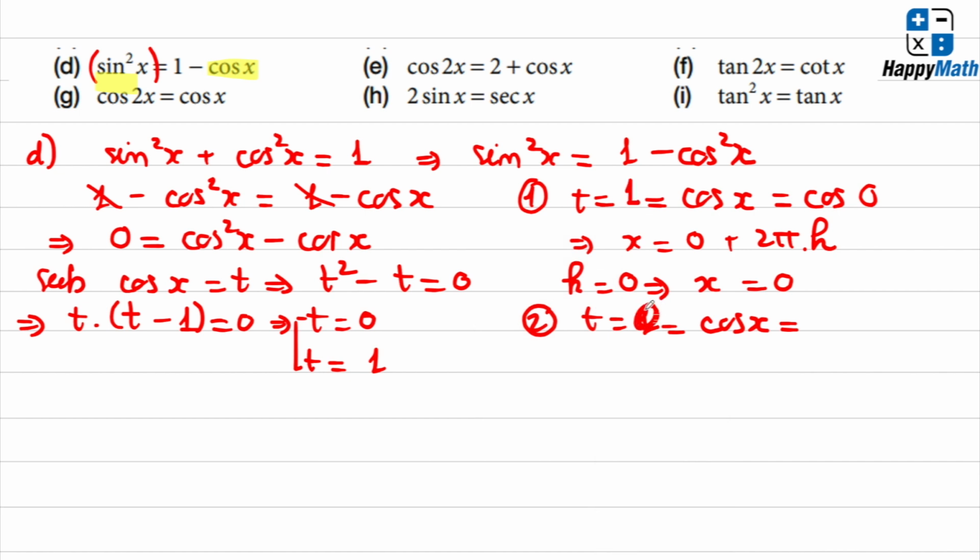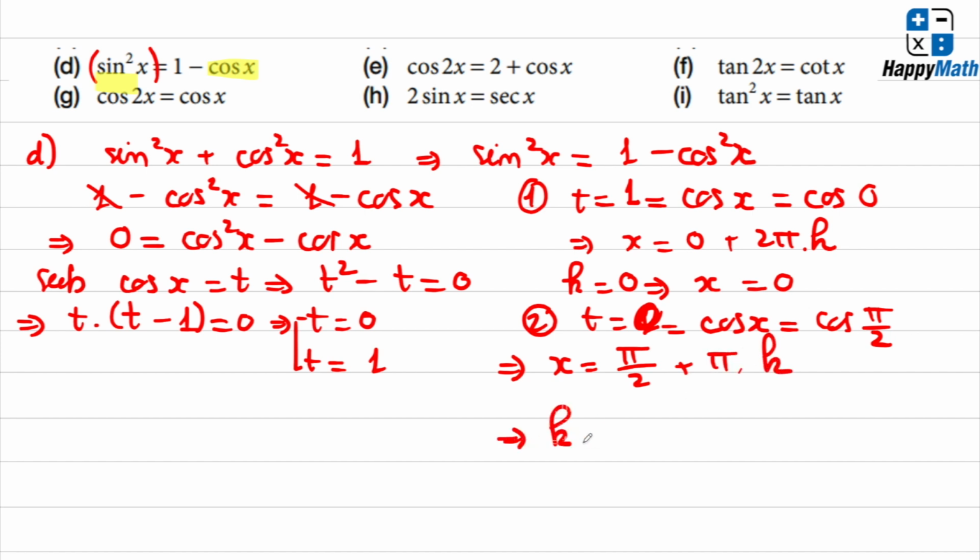And for the new one, I will combine it with t equal to 0. Cos h equal to 0 means you will get pi over 2 here, but for this case you got a special case of sine and cos. You will have h equal to pi over 2 plus pi k like this one.